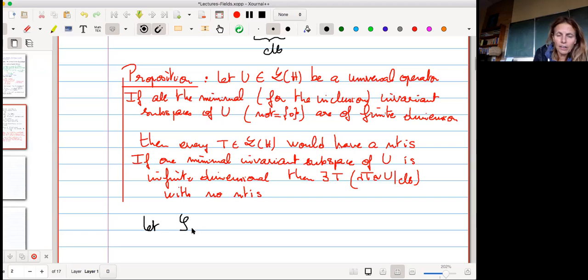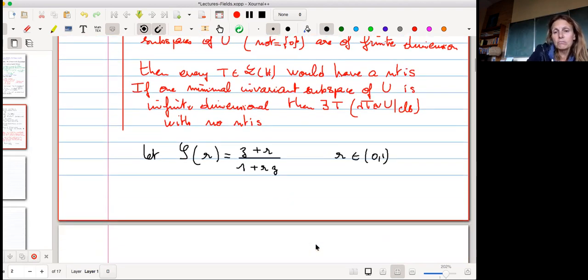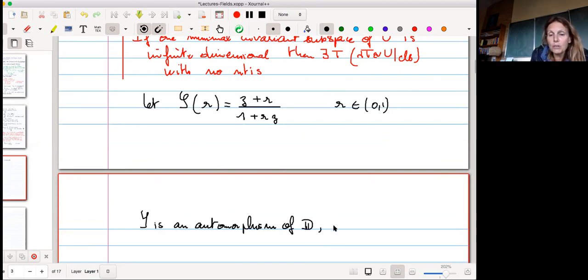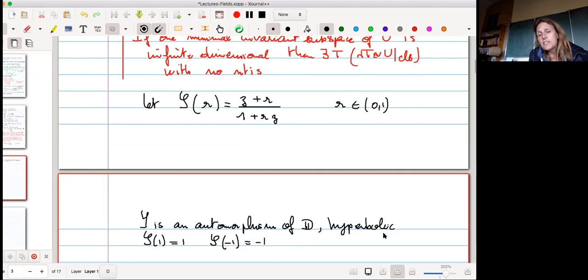We consider now the application from D to D defined by phi_r(z) equal to (z + r) over (1 + rz), where r is between 0 and 1. Such an application is an automorphism of the open unit disk, which is called hyperbolic because it has two fixed points, which are 1 and -1. So hyperbolic means that you have two distinct fixed points on the boundary.